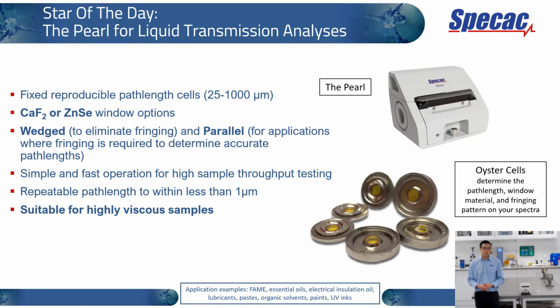We offer repeatable path length within less than 1 micron. And as mentioned before, it's especially suitable for highly viscous samples. So some application examples include FAME testing, as we'll touch upon in a few slides' time, essential oils, insulation oil, lubricants, pastes, organic solvents, paints, and UV inks.